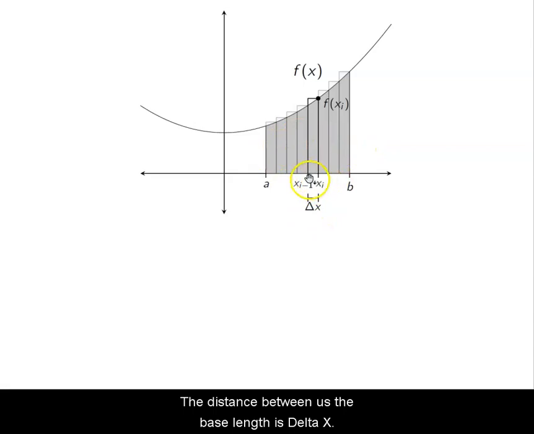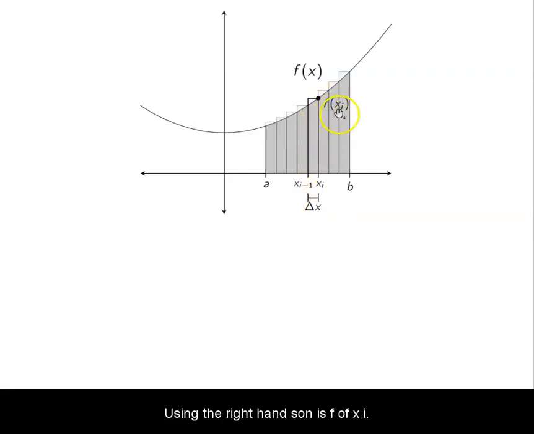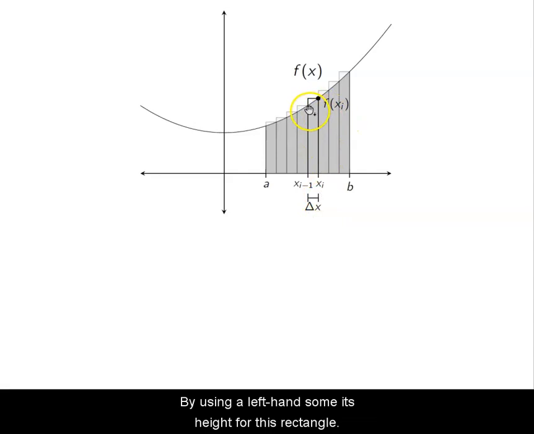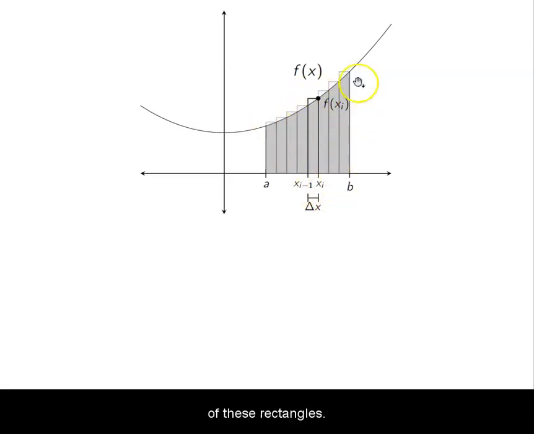The distance between them, the base length, is delta x, and the height, using the right-hand sum, is f of xi. If I was using a left-hand sum, its height for this rectangle would be given by f of xi minus 1, right? So any one of these rectangles has a base of delta x and a height of f of xi, where xi in this case is the right-hand side. If I want to do left-hand, I would plug in the other side instead, right? So that's what this is. Each of these rectangles looks like this.